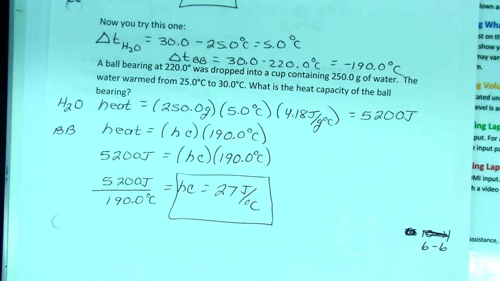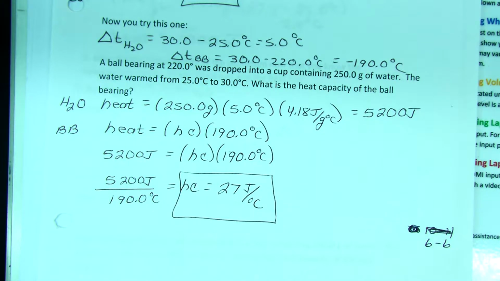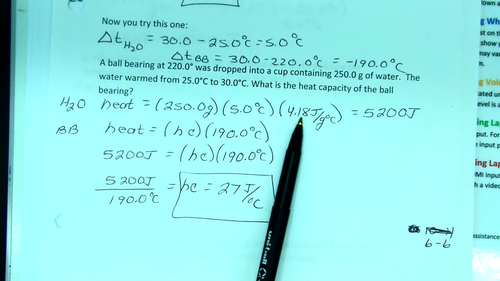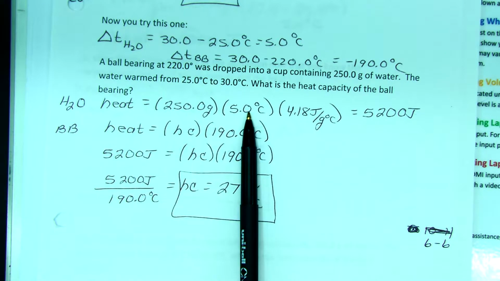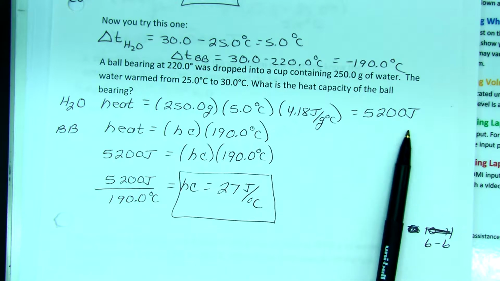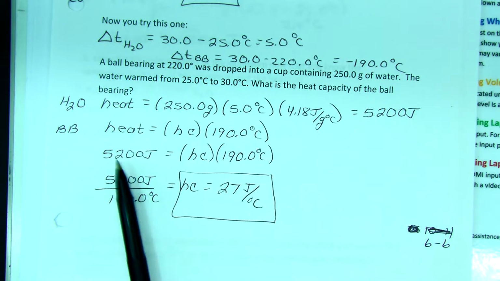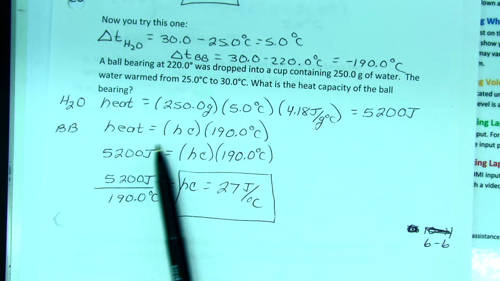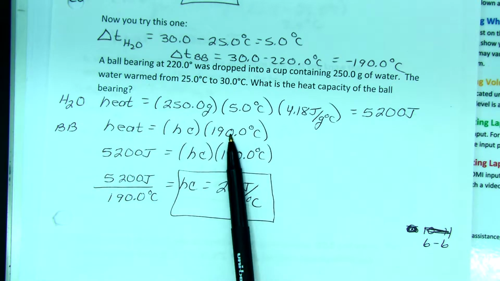If we look up here, all the boards have the same correct answer. We know that the heat of water is the specific heat times the mass times delta T. So we have to look up the specific heat. We know the mass. We know the temperature change. We get 5,200 joules. The heat for the ball bearing is the heat capacity times the temperature change.